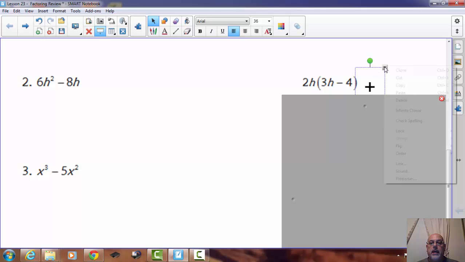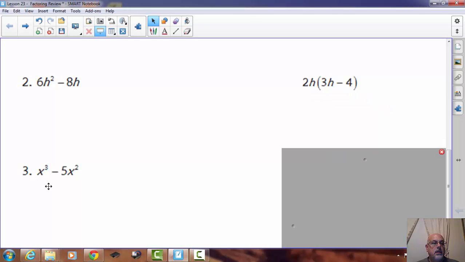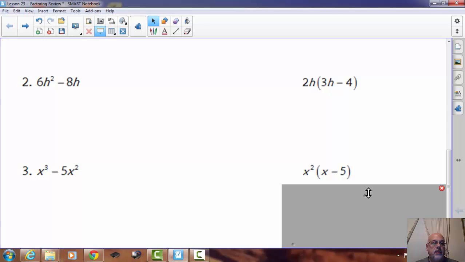Now if you take a look at this next expression, x cubed minus 5x squared, the greatest common factor here would be x squared. So you factor out the x squared and you're left with x minus 5 inside the parentheses. You have to remember when you're factoring out, just like we did in number 2, a variable with exponents, you can only factor out the lowest exponential value. So in this case we can only factor out an x squared, not the x cubed.